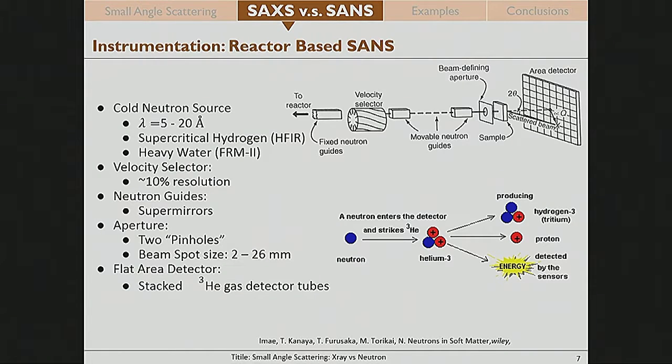And then it goes to an area detector, which is made of helium-3 gas. So when a neutron interacts or collides with a helium-3, it splits it up into hydrogen-3 and a proton, and then those two species have kinetic energy associated with them and can be picked up by the detector.